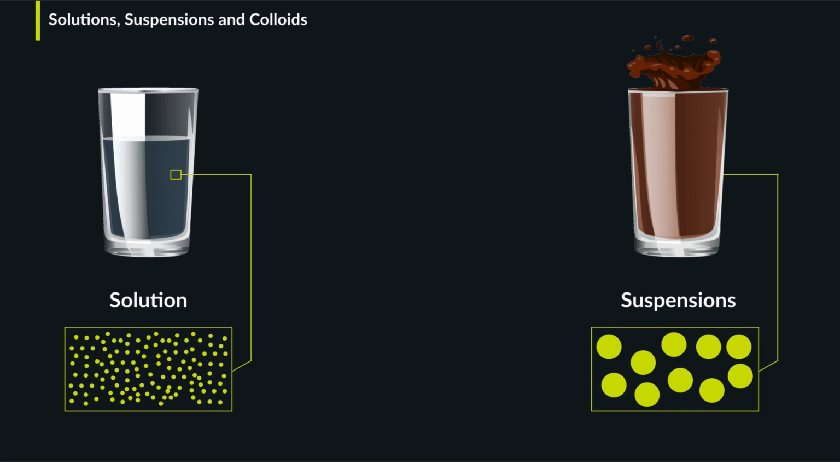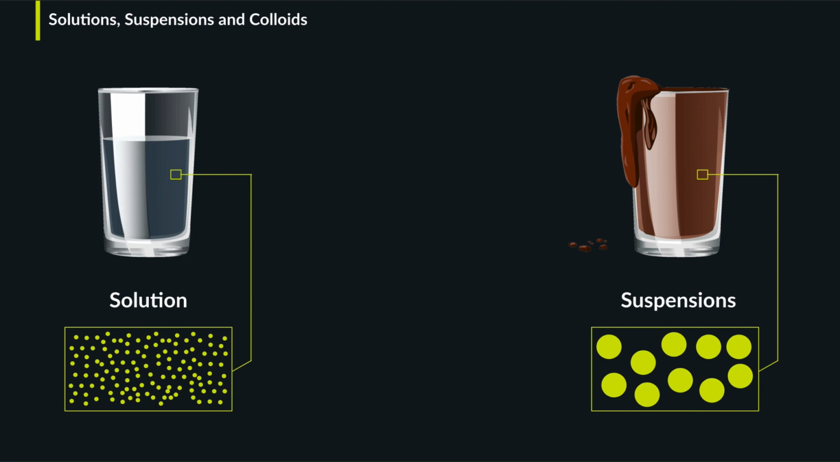Suspensions, on the other hand, are heterogeneous mixtures, and composed of relatively large particles that are visible, or that can be seen with a magnifying glass. They are cloudy, and the suspended particles settle out after mixing. For example, mud is a suspension that is cloudy and its particles will settle.